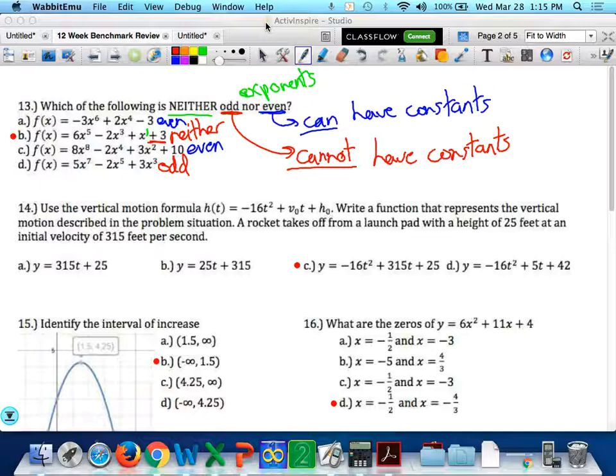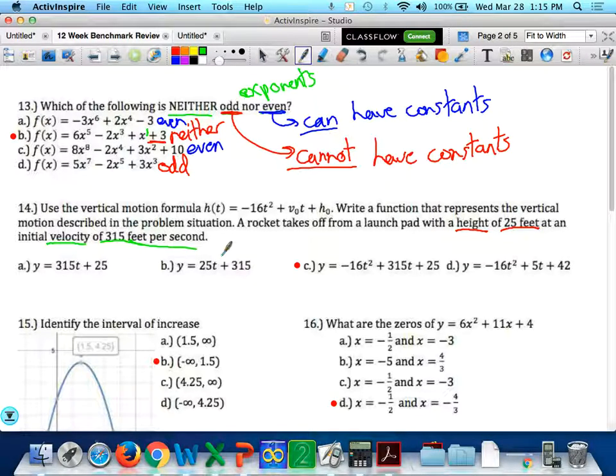Number 14, use the vertical motion formula given to you here. Write a function that represents the vertical motion described in the problem situation. It's a whole lot of hoopla. A rocket takes off. Here we get into the actual facts. A height of 25 feet, at an initial velocity of 315 feet per second.